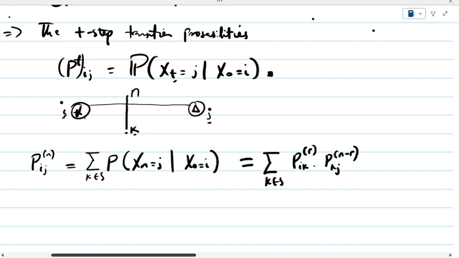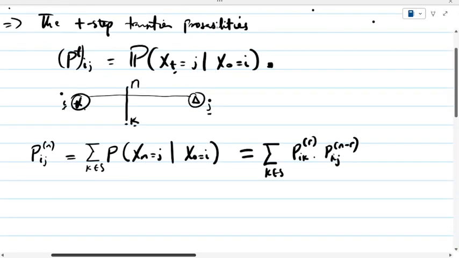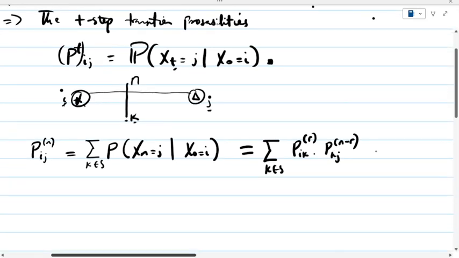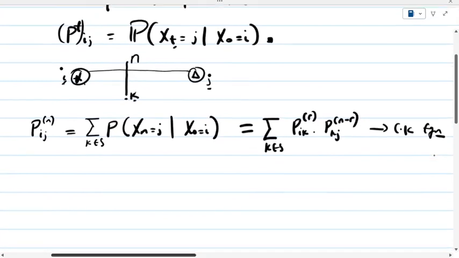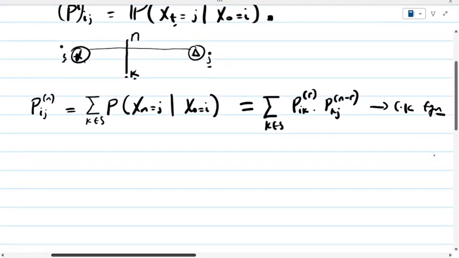Alright, so we'll first of all prove this Chapman Kolmogorov equation here. This is the Chapman Kolmogorov equation. In our next video, we are going to see how it works. We'll use it to solve some questions. So let's begin the proof.